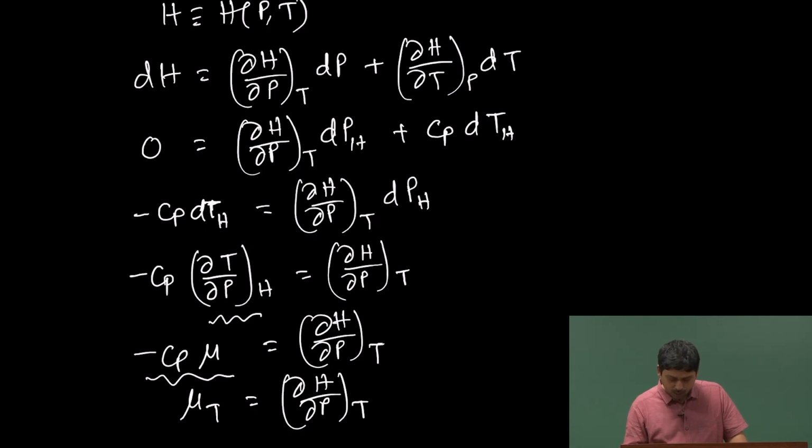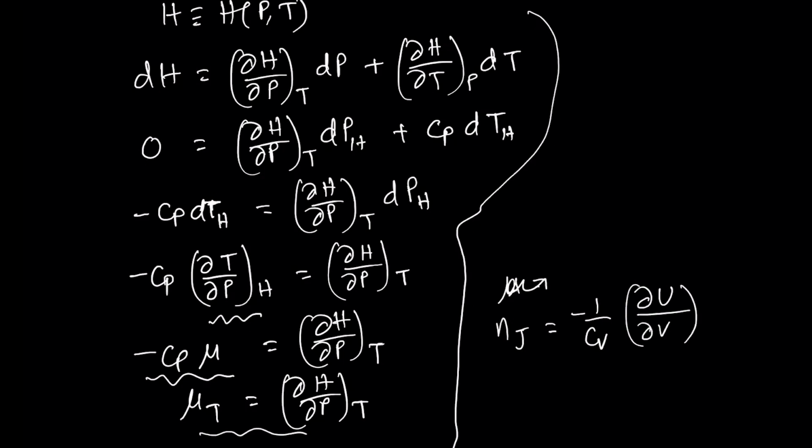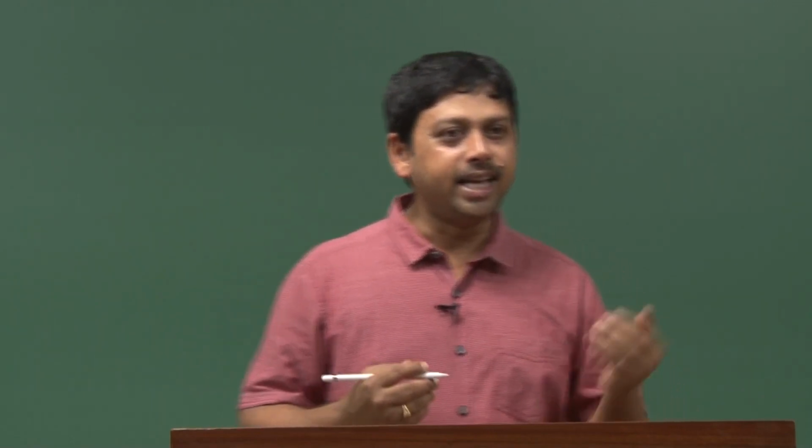So, now that we know this one, we will just go back. Just remember that then mu T is del T by this. So, I will just compare that with our Joule coefficient here itself. Joule coefficient was mu J, and mu J was minus 1 by Cv, instead of Cp it was Cv, instead of H it was U, instead of P it was V, that is it. So, you can see U and V are going together, H and P are going together. Okay.